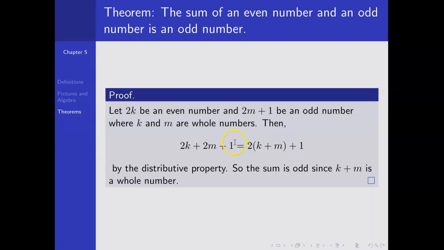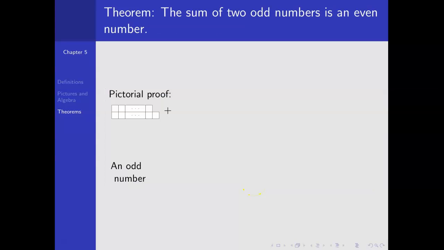So the sum, 2k plus 2m plus 1, is odd since k plus m is a whole number, and we were able to write the sum as 2 times a whole number plus 1. And again, you should write that down on your handout. So theorem, last theorem of the day, I think.